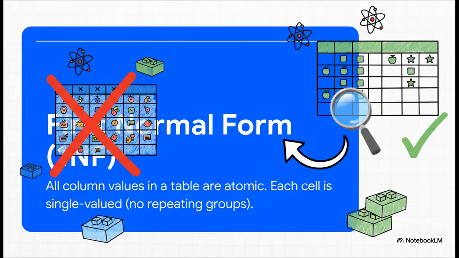First normal form, or 1NF, is the absolute ground rule. And it's super simple. It just says one single piece of information per box. That's it. No stuffing a list of things into one cell. Every value must be atomic, which just means it can't be broken down any further.